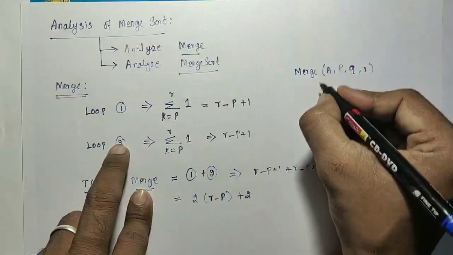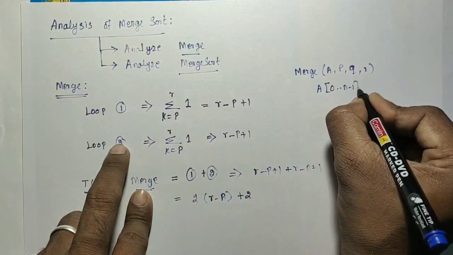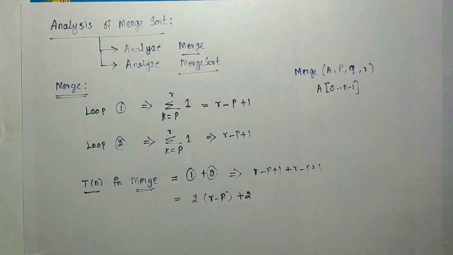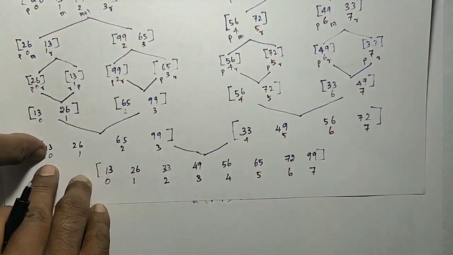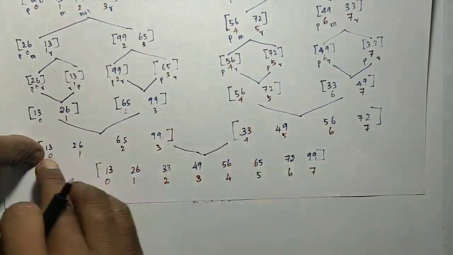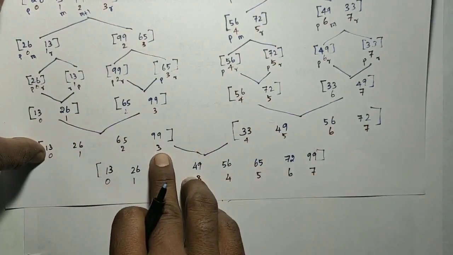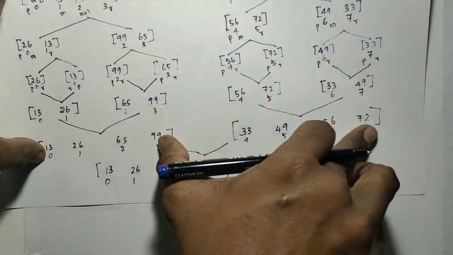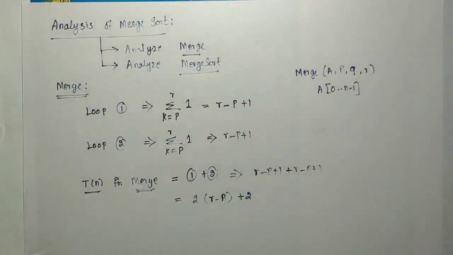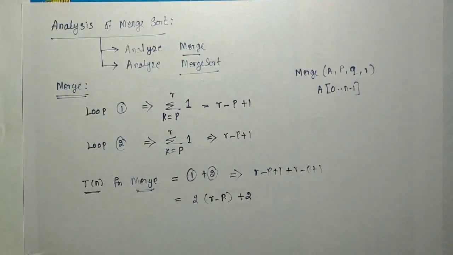It means that if a contains the elements a[0] to a[n−1], if n elements are there, see this. Here, if we want to merge these two halves, p will be 0, r will be 7 and q will be 3. We have to call it like that, p to r, and q is the middle element. It means total n, from 0 to n−1.